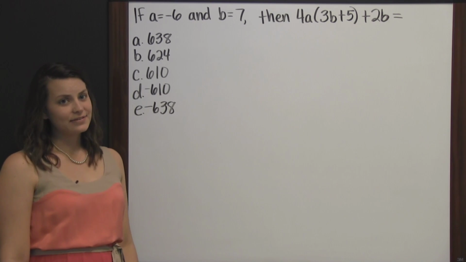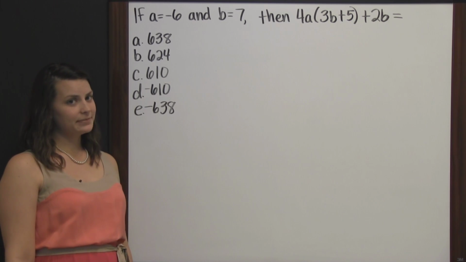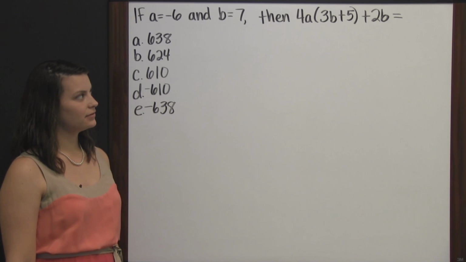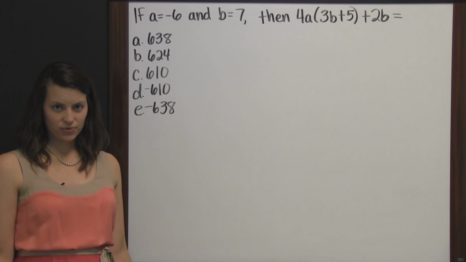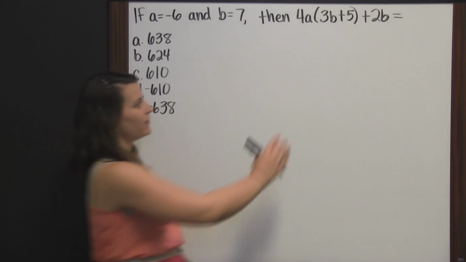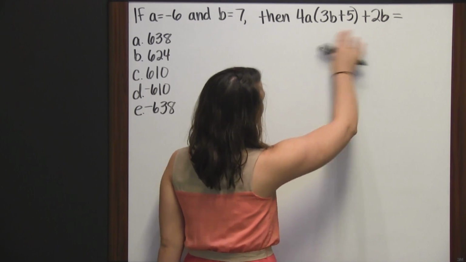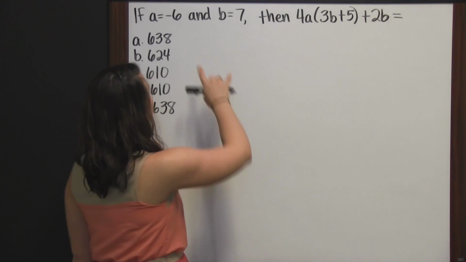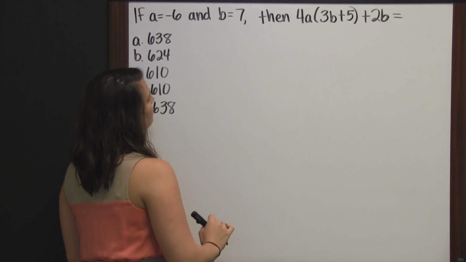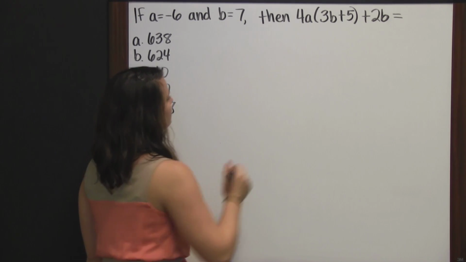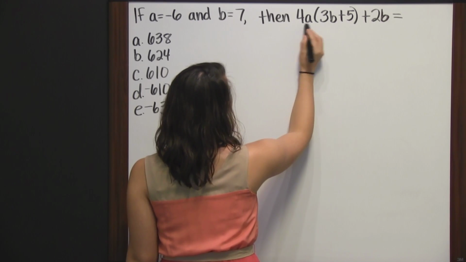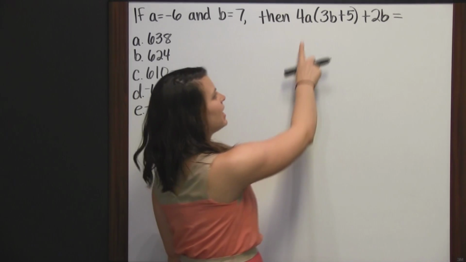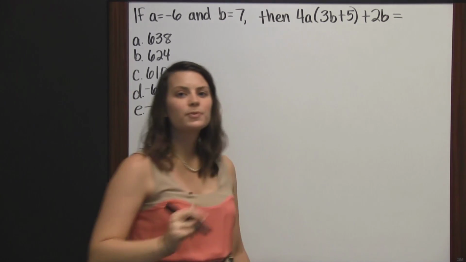If A equals -6 and B equals 7, then 4A times the quantity 3B plus 5 plus 2B equals, if we want to find the value of this expression, then the first thing we need to do is substitute -6 and 7 for A and B respectively. So 4, this is actually 4 times A.